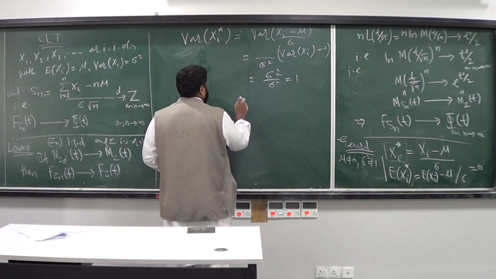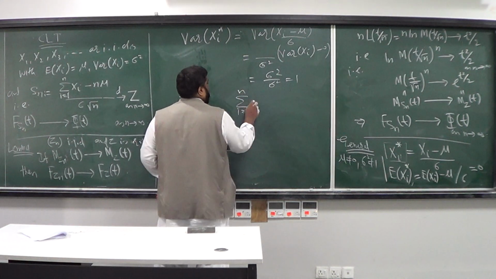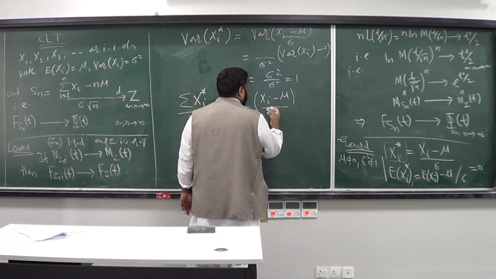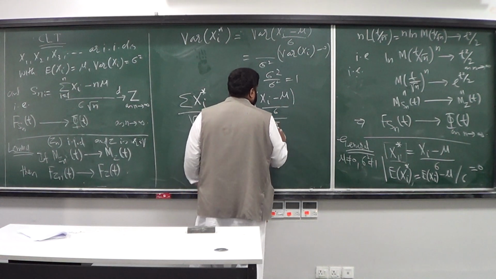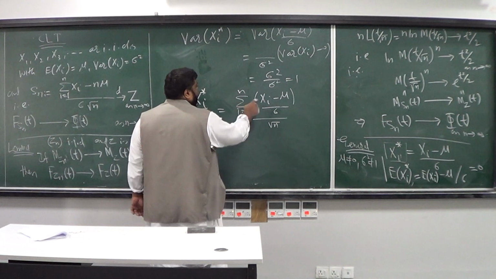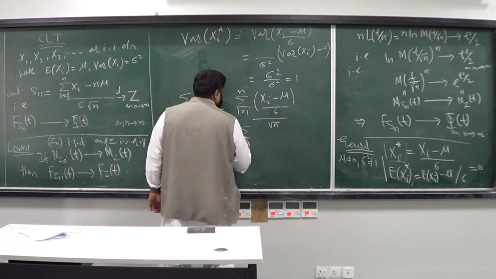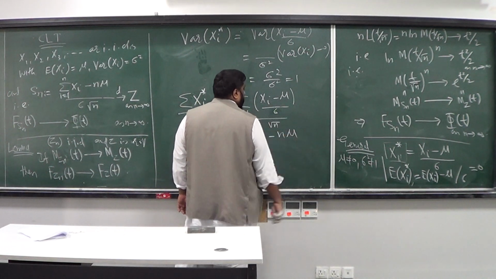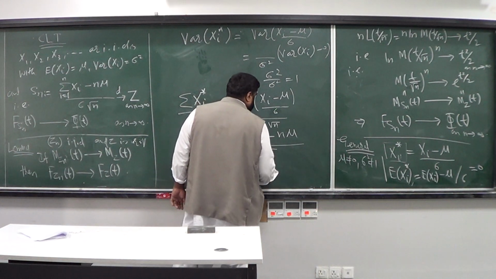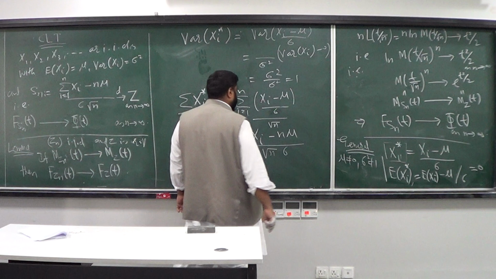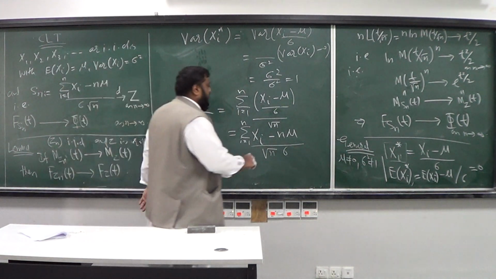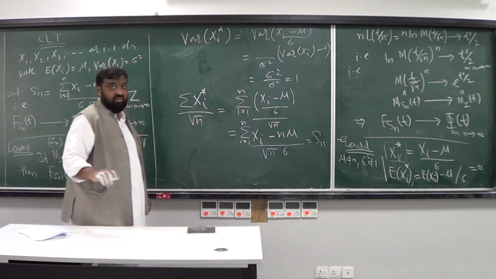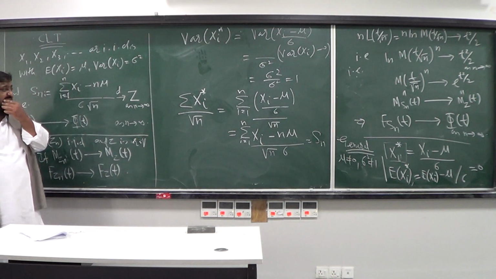This is equal to the sum from i equal to 1 to n of xi minus mu upon sigma, and everything divided by square root of n. I can take this sum, so it's going to be the sum of xi from i equal to 1 to n, minus the sum of the mu's, which is n mu, divided by the square root of n and sigma, which is equal to precisely Sn in our general case.